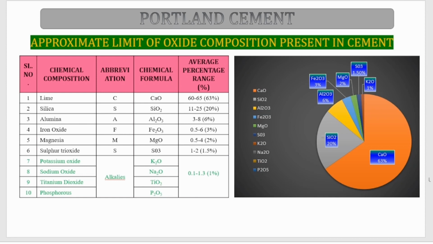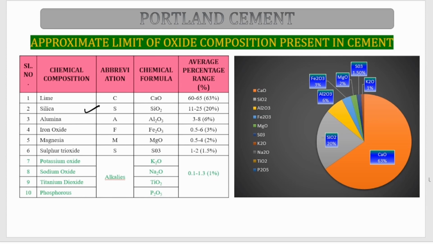So let's see the first one, that is lime. As you can see, the average amount of lime present is the chief constituent in the cement. This mainly impacts the strength as well as the soundness of cement. Now, if it is present in less amount, then it reduces the setting time as well as strength. Then coming to the next, silica.